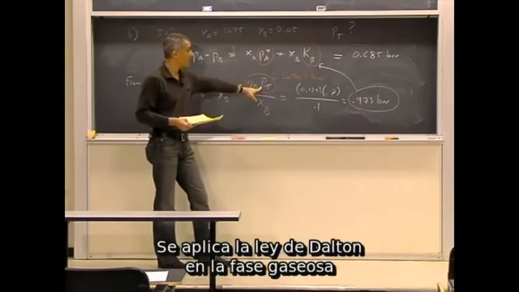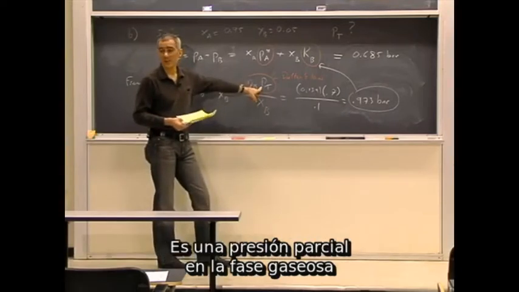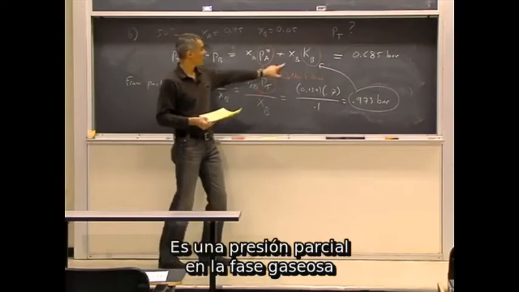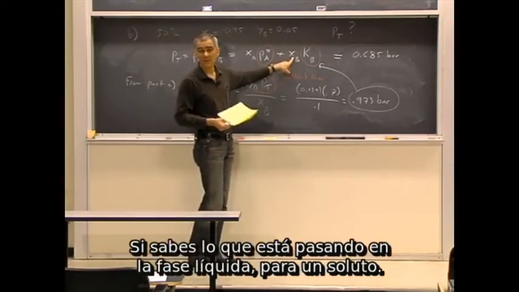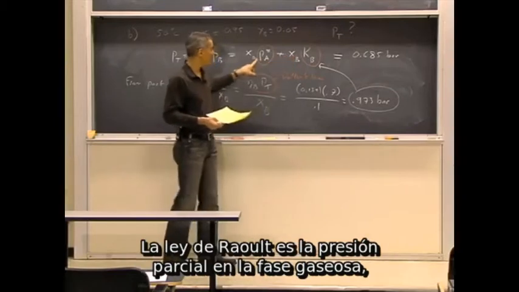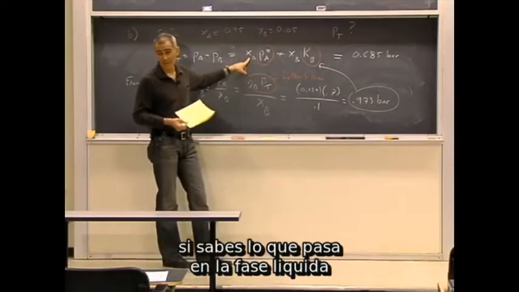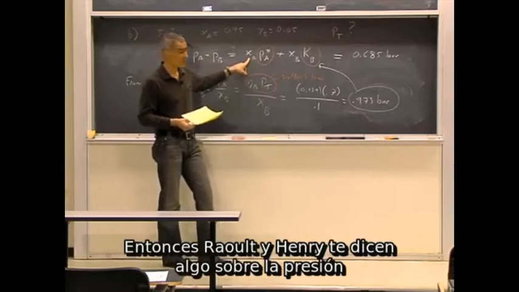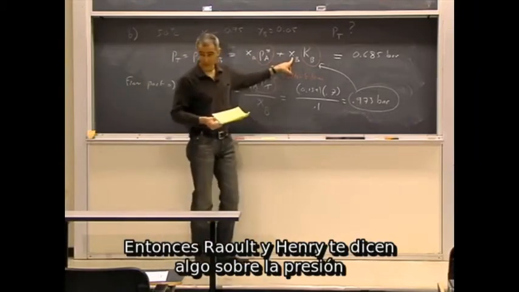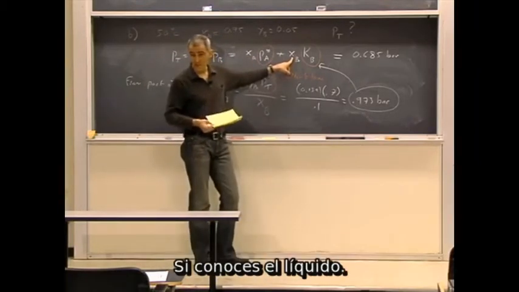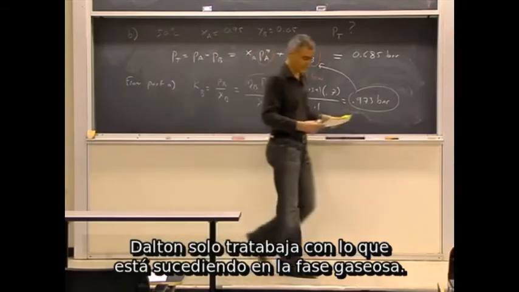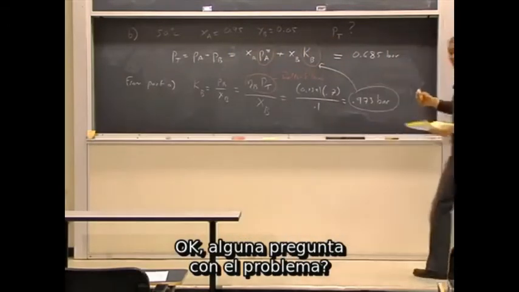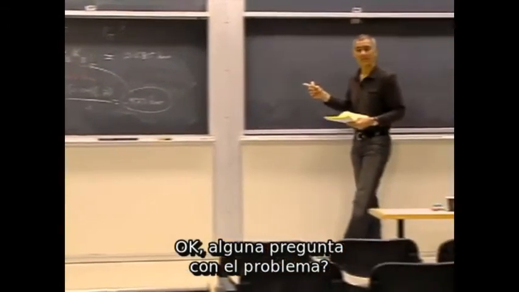Dalton's law applies in the gas phase. It's the partial pressure in the gas phase. Henry's law is the pressure if you know what's happening in the liquid phase for a solute. Raoult's law is the partial pressure in the gas phase if you know what's happening in the liquid phase. So Raoult and Henry tell you something about the pressure if you know the composition of the liquid. Dalton only deals with what's happening in the gas phase. OK, any questions on the problem?